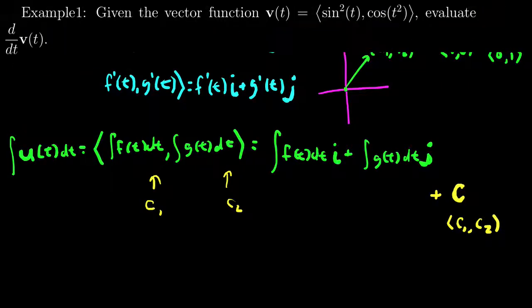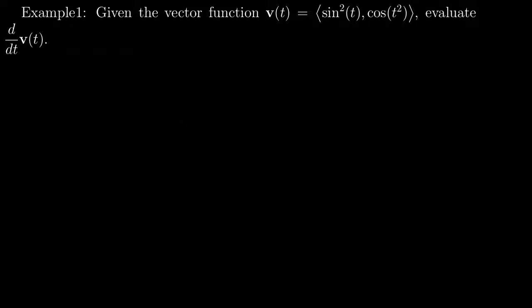So let's see three examples. Here's our first example. Given v of t, the vector you see, sine squared t, cosine t squared, evaluate the derivative. And so I can do this straight away. The derivative of this, I do chain rule, so I bring the 2 out to the front first, and I have sine to the first t. Then I have to do the derivative of the inner function. The derivative of sine is cosine.